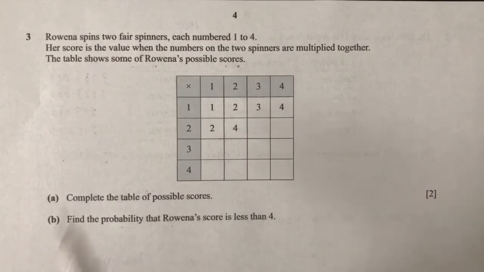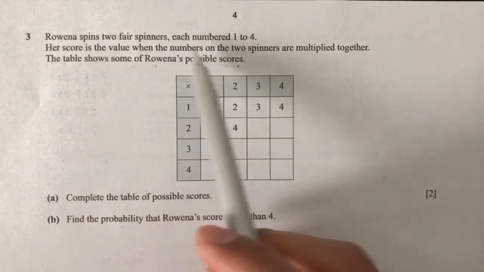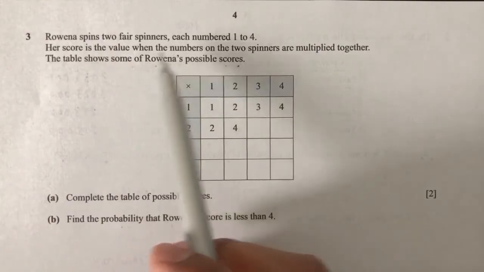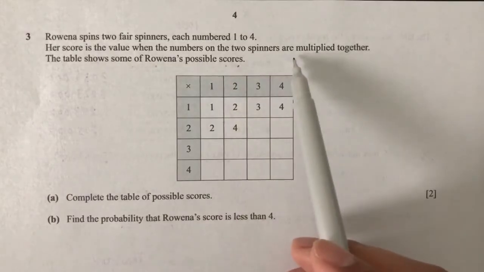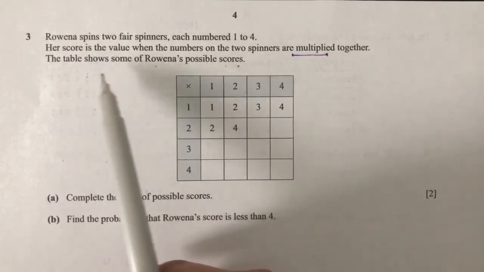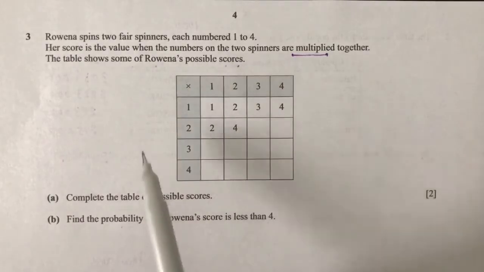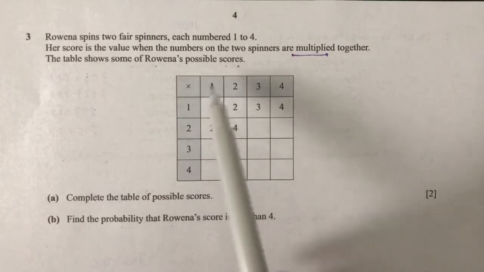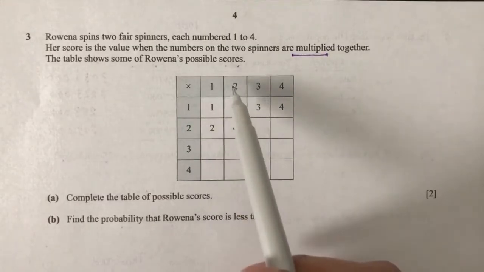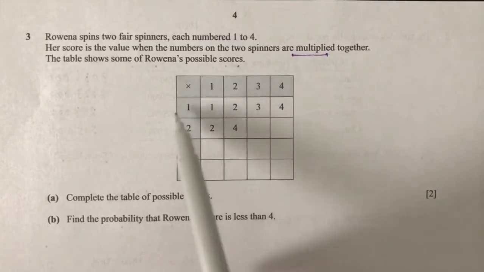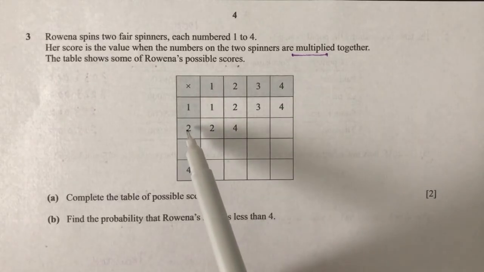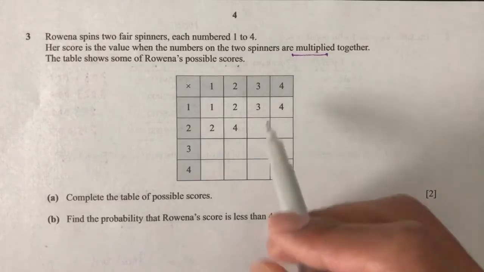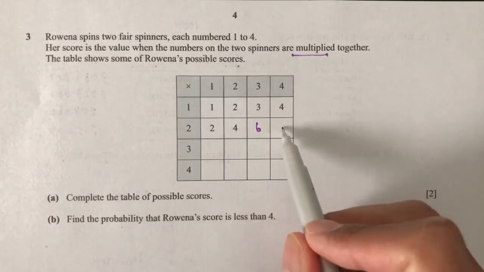Question number 3. Rowena spins 2 fair spinners, each numbered from 1 to 4. Her score is the value when the numbers of the 2 spinners are multiplied together. The table shows some of her possible scores. This is the first spinner, second spinner, and the scores are multiplied. So 1 times 1 is 1, 2 times 1 is 2, and this goes on. 2 times 2 is 4, 2 times 3 will be 6, and this one will be 8.